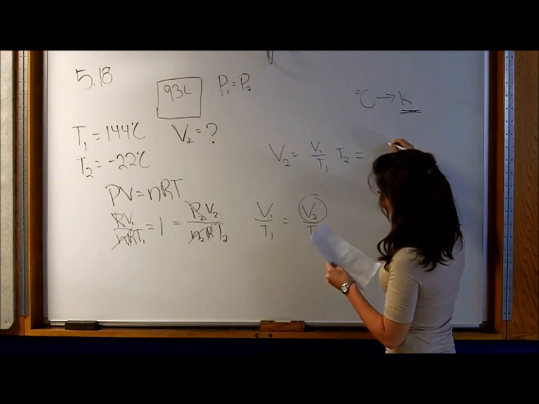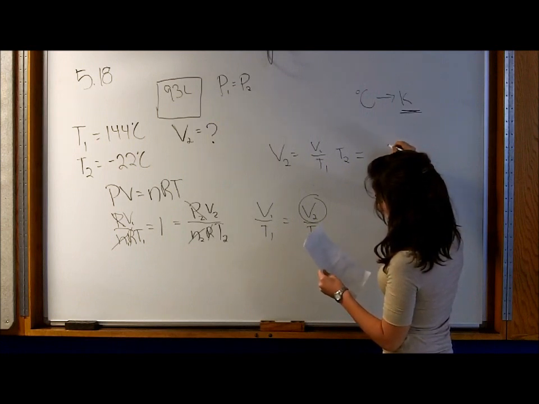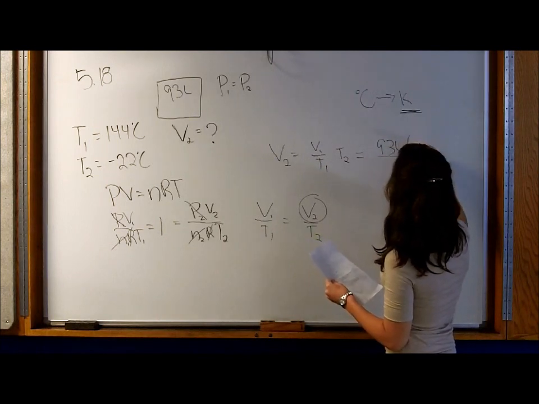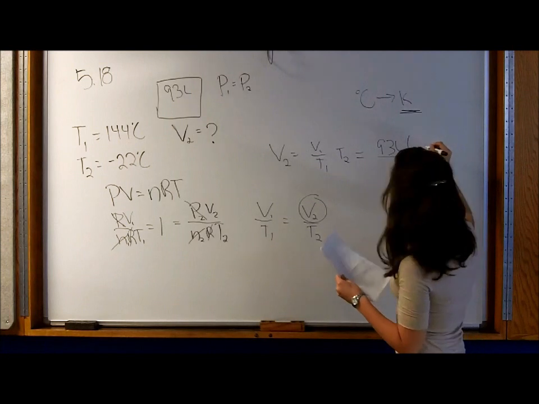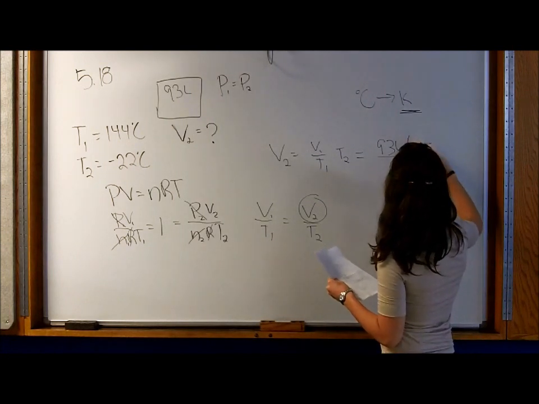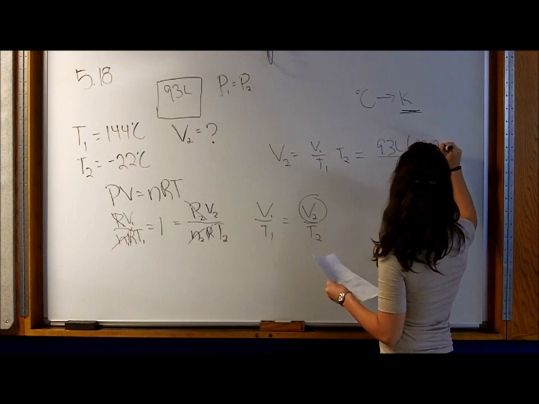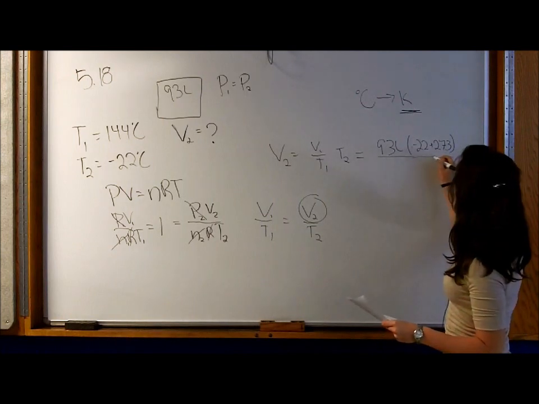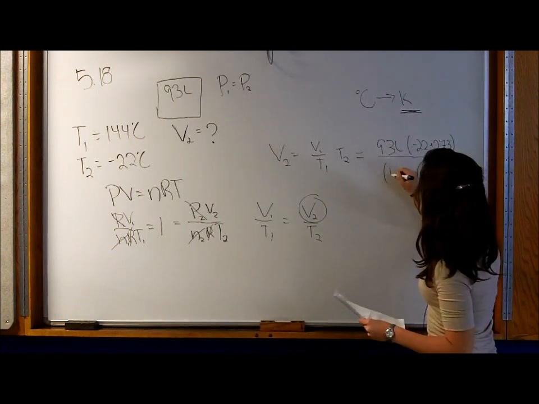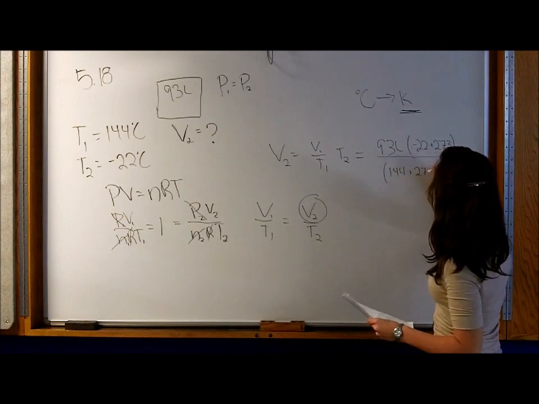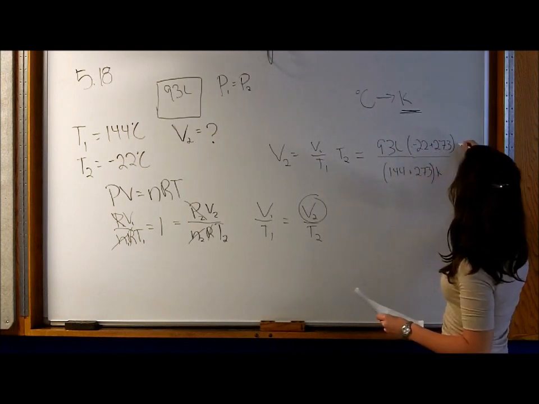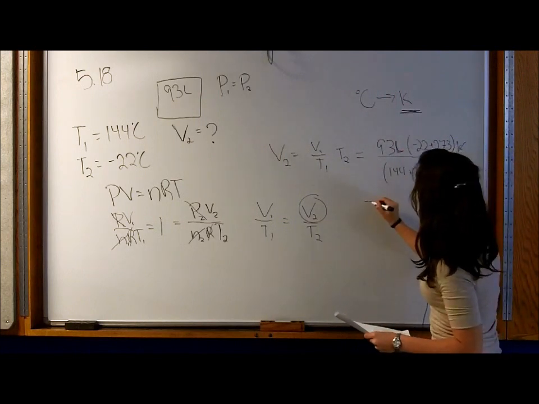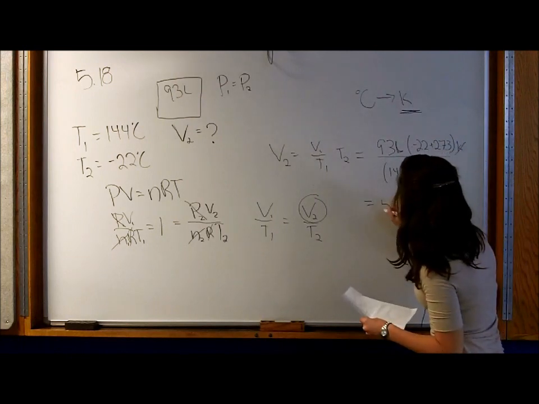So the volume 1 was 93 liters, and we're multiplying that by T2, which was negative 22 plus 273. This is going to be in Kelvin now. This was our conversion to Kelvin. And put that over T1, which is 144 plus 273. This is also in Kelvin. So Kelvin's going to cancel, and we're going to be left with liters here. And your final answer is going to be 56 liters.